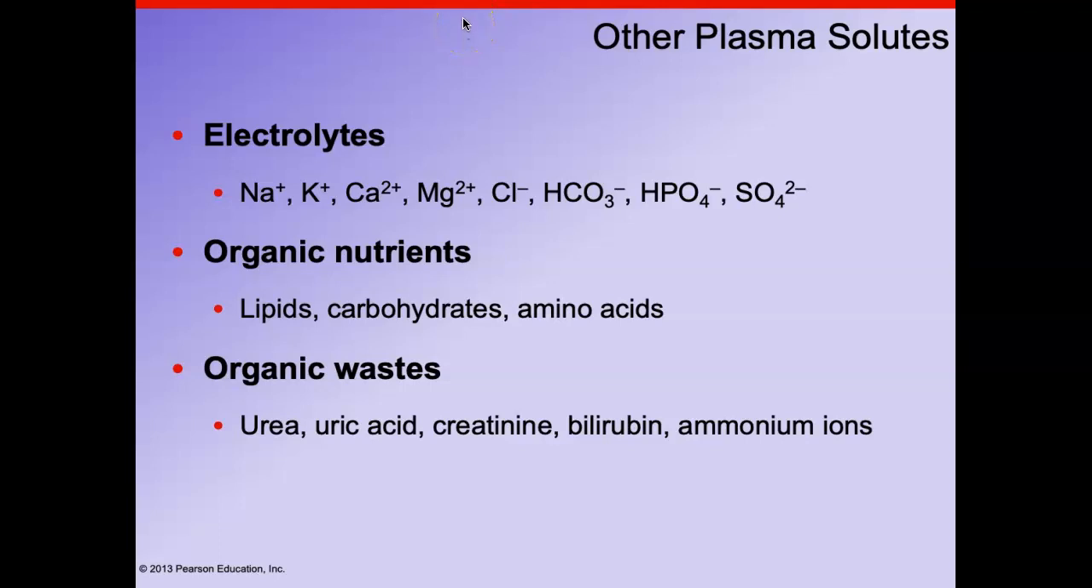We have electrolytes. We know these come in from the foods we eat. Sometimes, they're called salts. We have organic nutrients, lipids, carbs, and amino acids, and we have organic wastes. And these are the type of wastes that will be removed in the urinary system by the kidney, organic wastes.